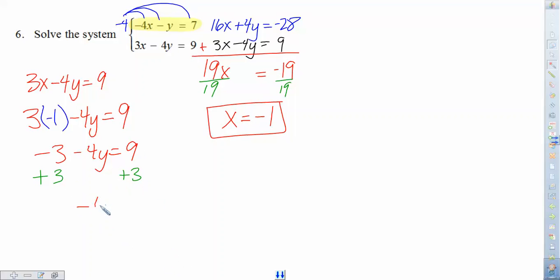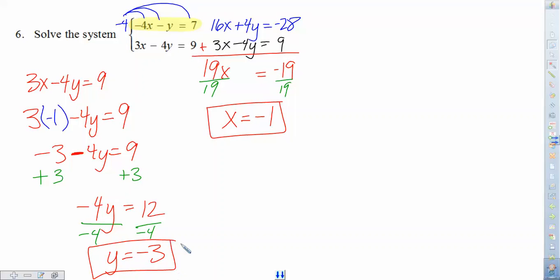So that gives me a negative 4y. A lot of students might forget to copy down that negative. And that would be a 12. Divide both sides by the negative 4. And so then our y would be equal to 12 divided by negative 4, which is negative 3. Kaboom. Okay? We have two answers here: negative 3 for a y and negative 1 for an x.